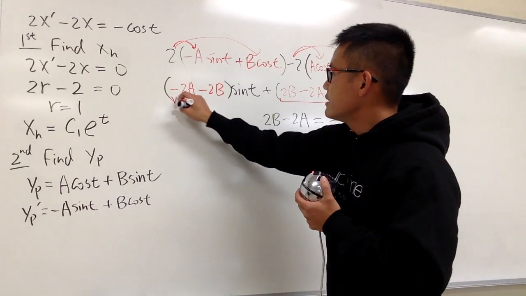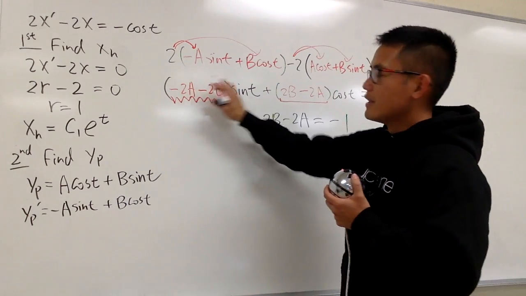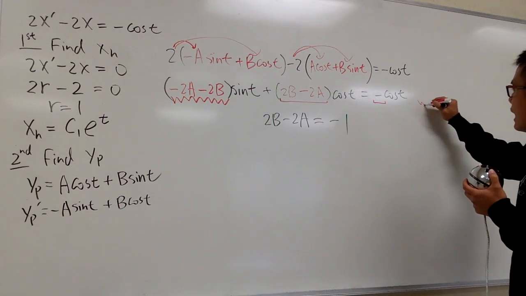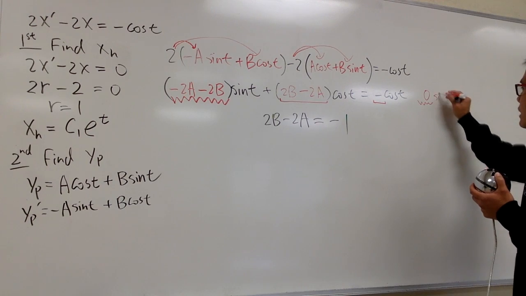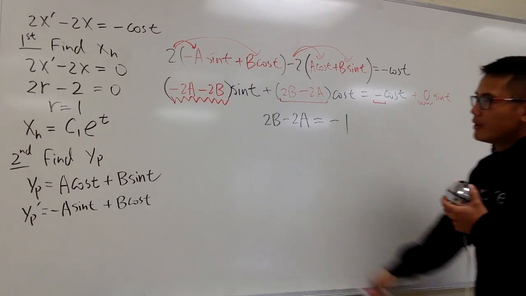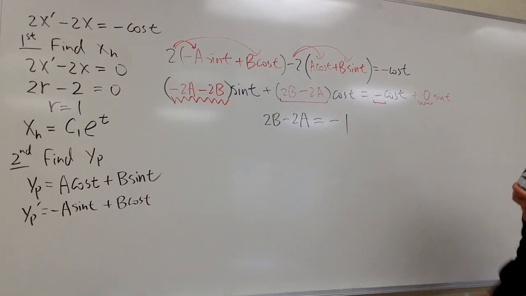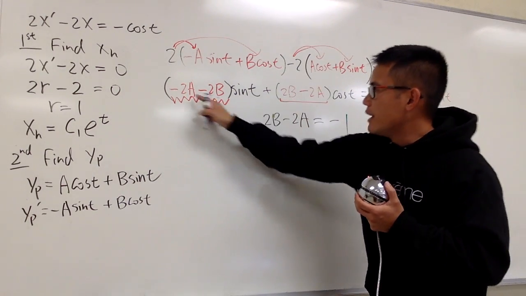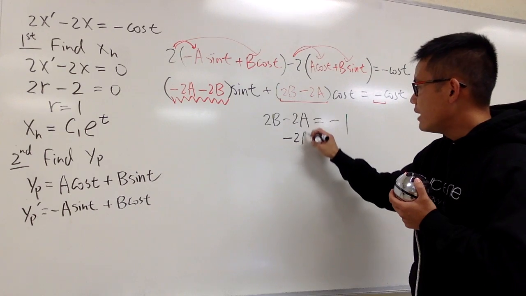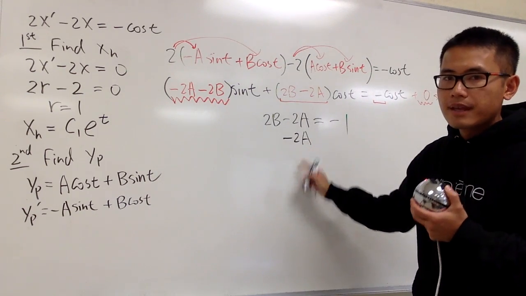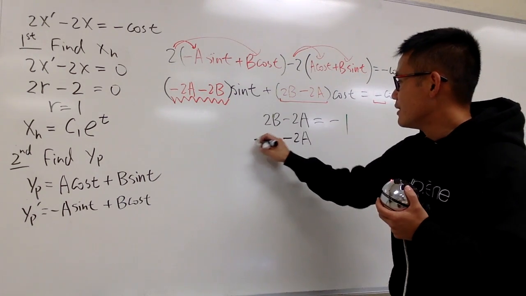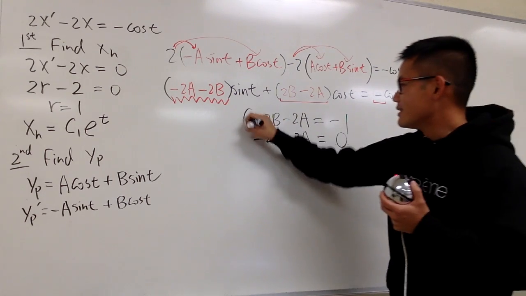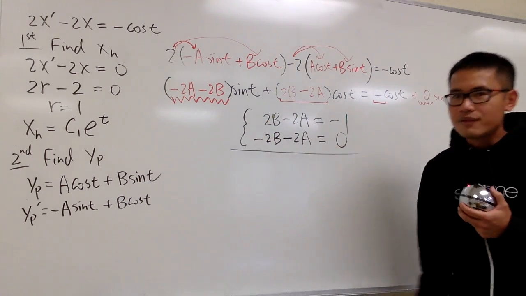And on the left-hand side here, we have the sine t term, right? That's the coefficient for that. But on the right-hand side, we don't have any sine t term, so it's technically 0 sine t, right? So this has to be 0. Let me put that down as well. We have -2a, and here we have -2b. I know the order is wrong, but you guys can handle this, so don't complain. This is equal to 0, okay? That's what we have to solve.